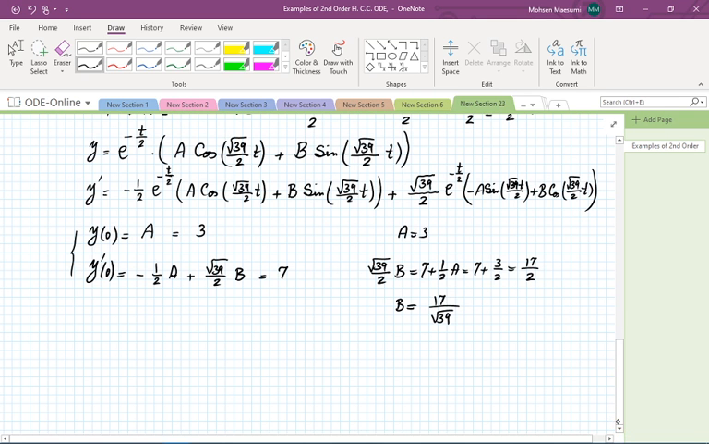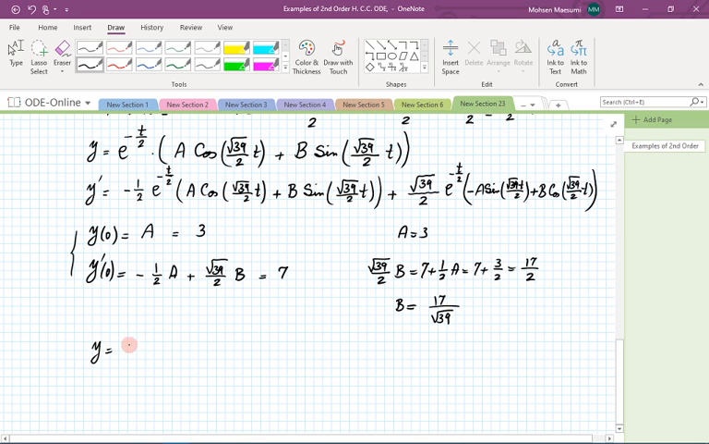WebAssign doesn't tell you anything about how many decimal places it expects. It means it wants the exact answer. If it tells you, for example, 5 decimal places and such, then you carefully use your calculator. At any rate, we are ready to write our answer.